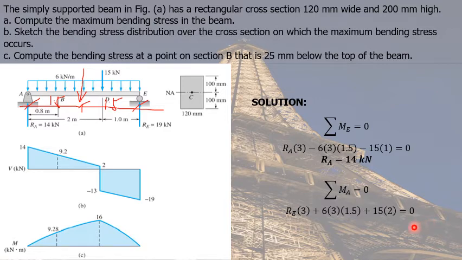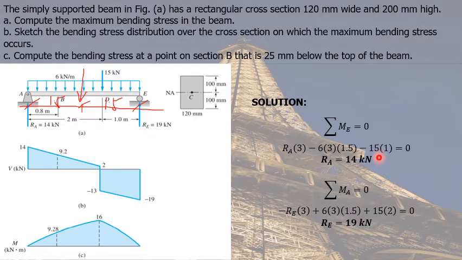We can now equate everything to 0, and we can calculate RE equal to 19 kilonewtons. Again, the positive value means that our assumption that RE is upwards is indeed correct.